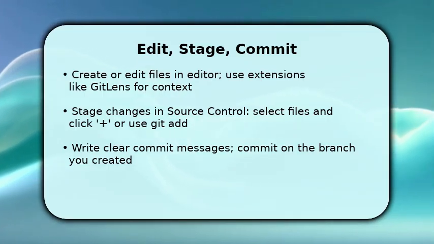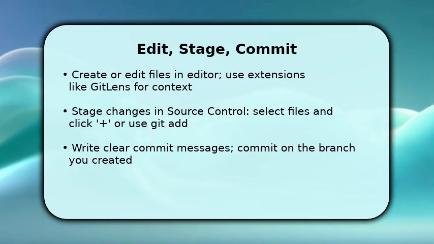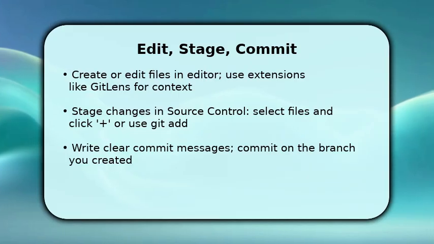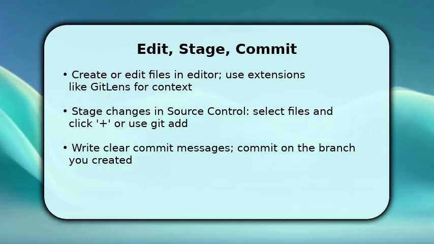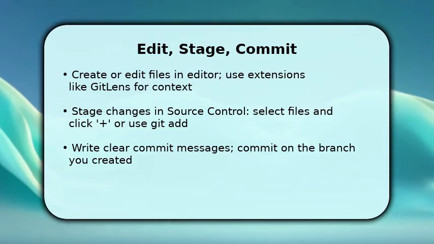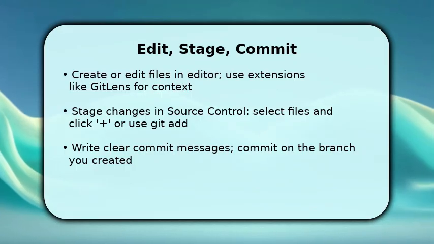Once changes are ready, open source control, stage specific files or hunks, or use git add for precise control. Then write a concise commit message explaining the why and what. Commit to your current branch. If you need to run tests or linters, do that before committing so the commit reflects passing state.